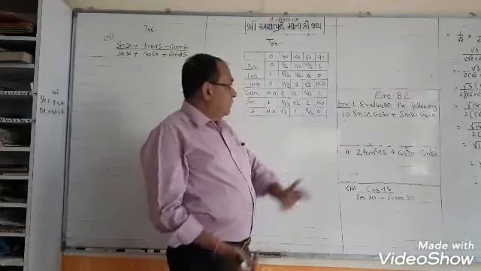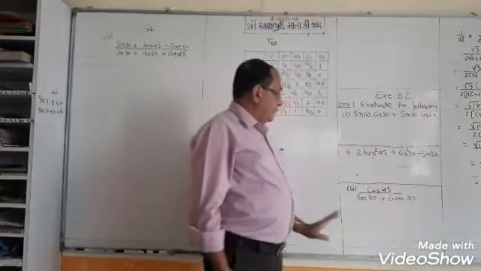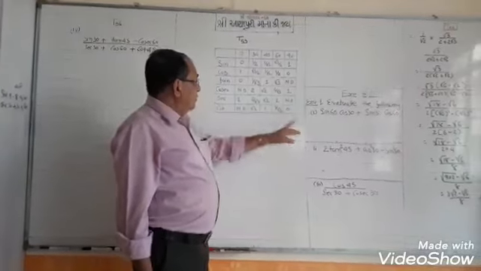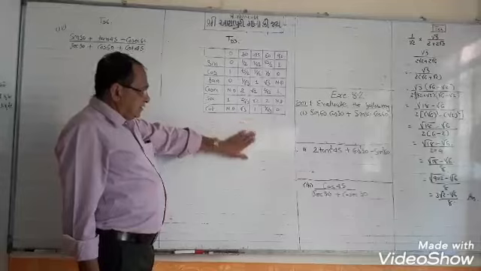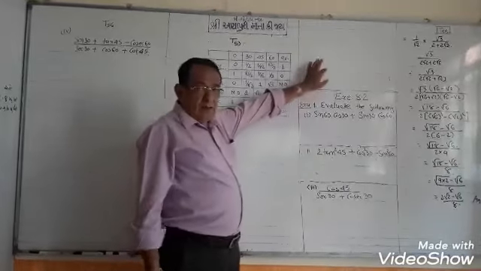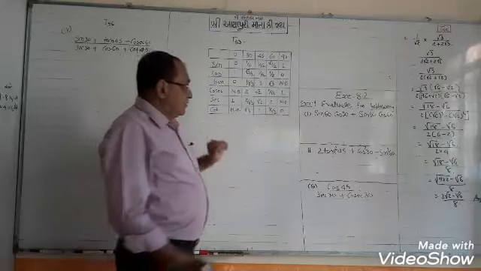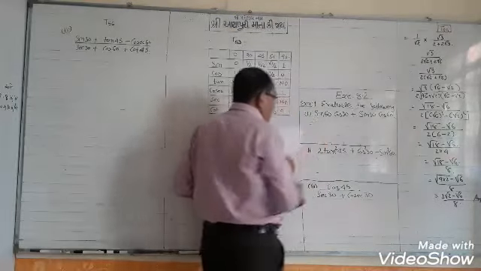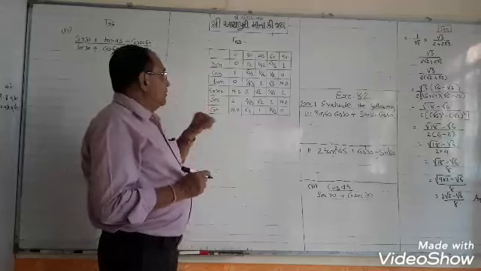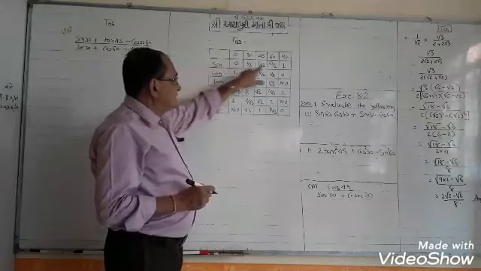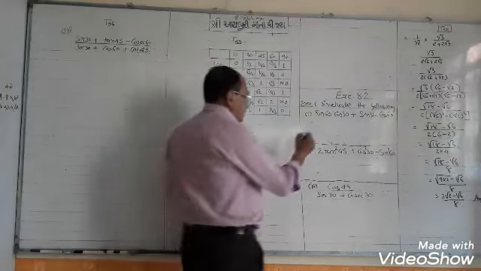Example number 1. Evaluate the following. I have kept it as it is, and the remaining things I have written out. Okay, see here, this table is necessary. Now sin 60 is equal to what? That is root 3 by 2.